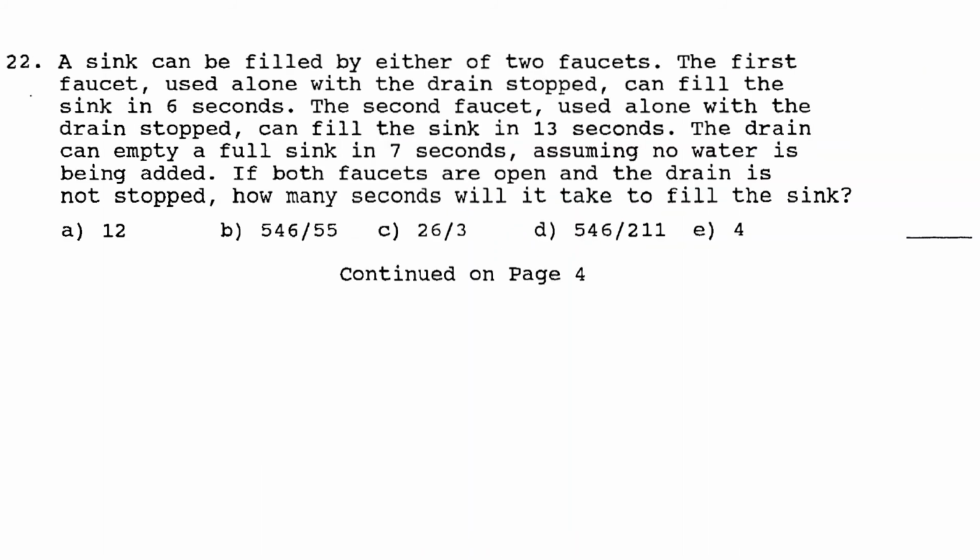All right, so word problems, hate them. So do you, but we have to do them. The first faucet can fill the sink in 6 seconds. So the speed is 1/6 for the first one. The second can fill the sink in 13 seconds.